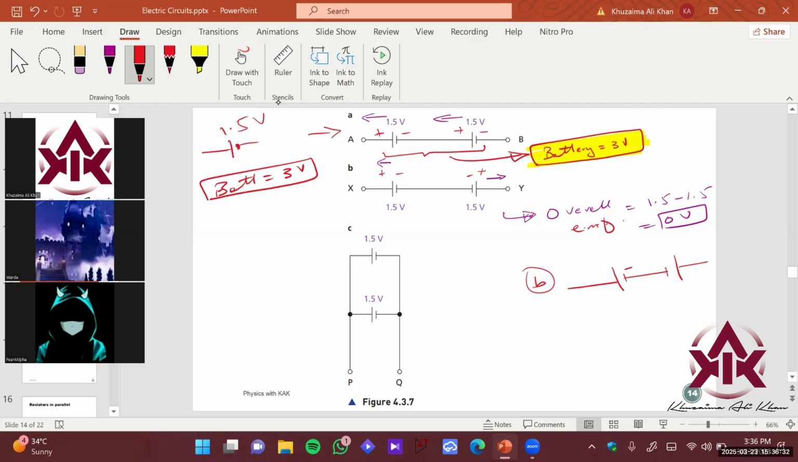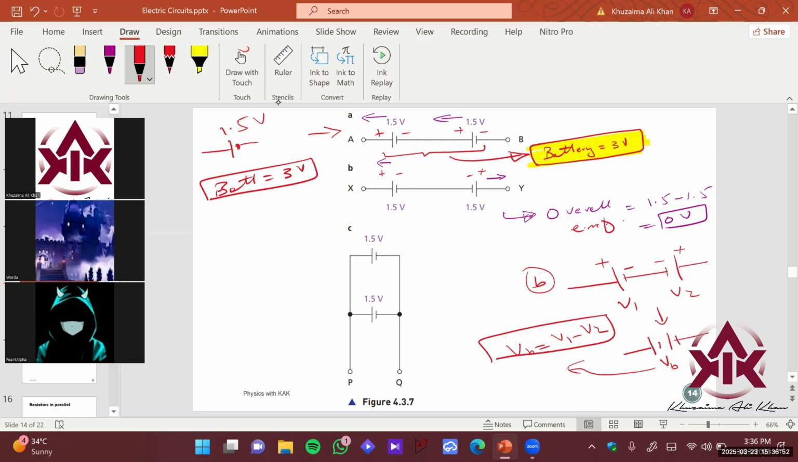Now, case B: if you have batteries in this configuration, with similar poles pointing towards each other, and this is V1, this is V2. You want to convert this into a single battery. So the magnitude that comes out would be as follows: Vp equals V1 minus V2, right? This is the formula here.